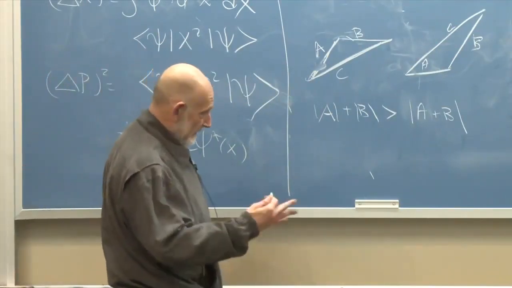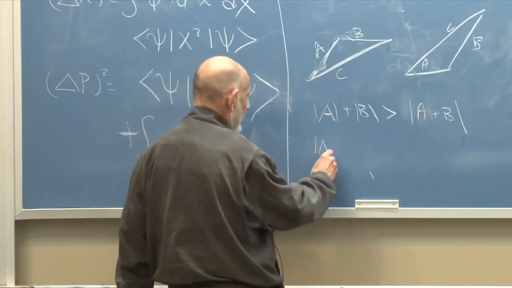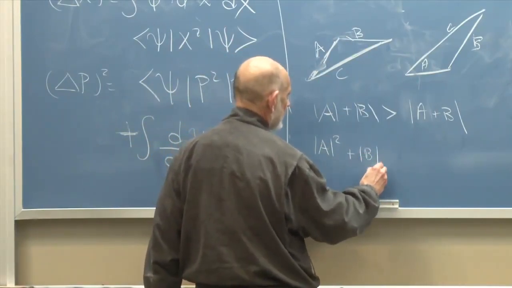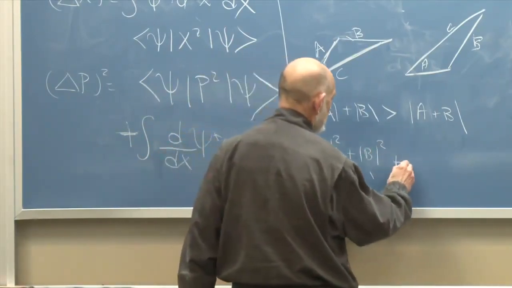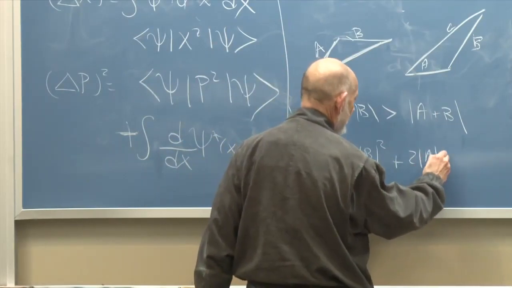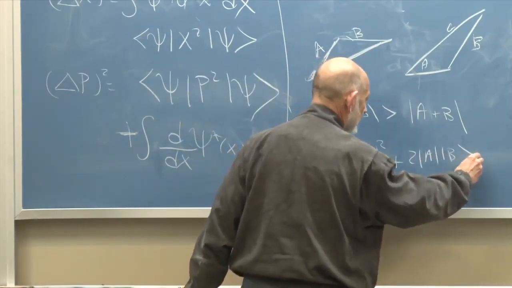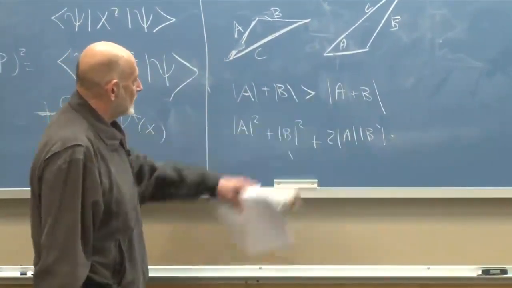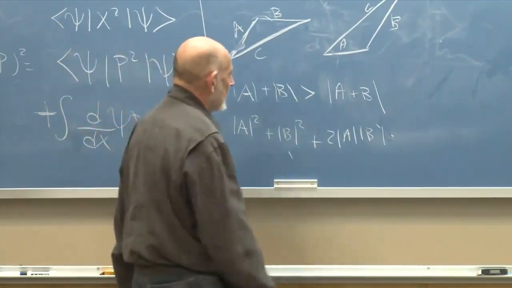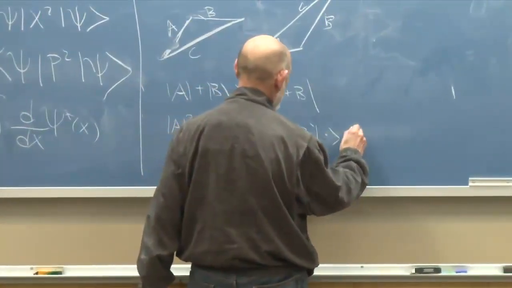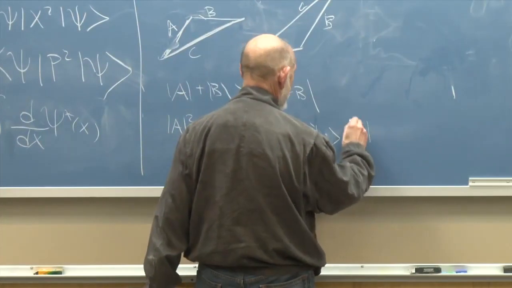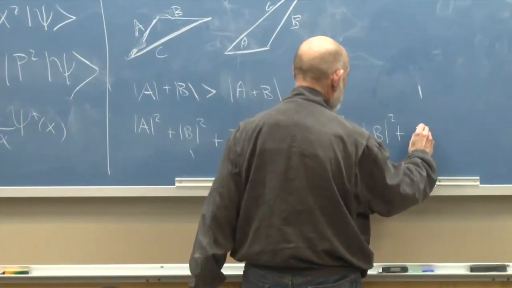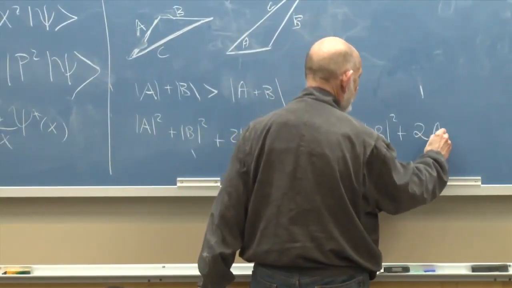Let's square it. Then this becomes A squared, square of the side of A, plus B squared, plus twice AB is bigger than this guy over here. But what's the square of A plus B? It is A squared plus B squared plus twice the dot product of AB.